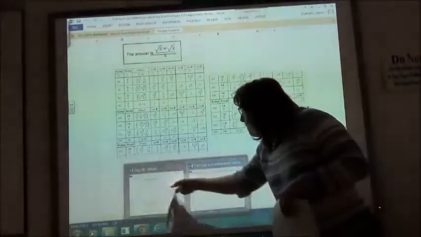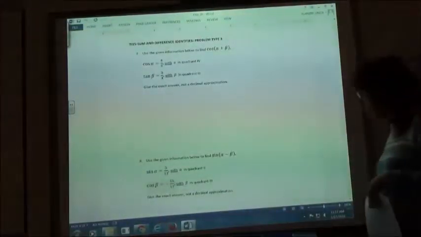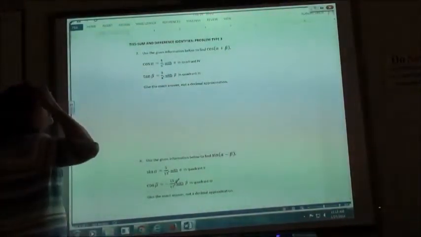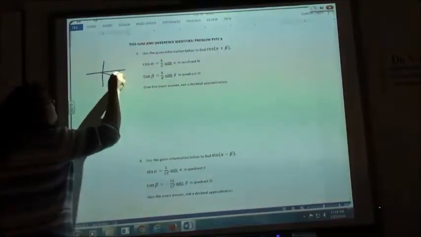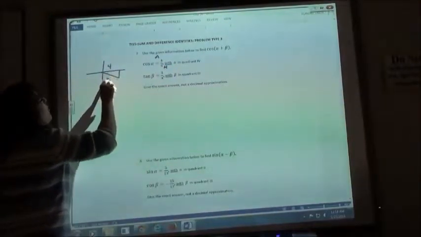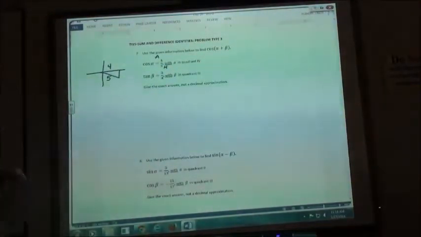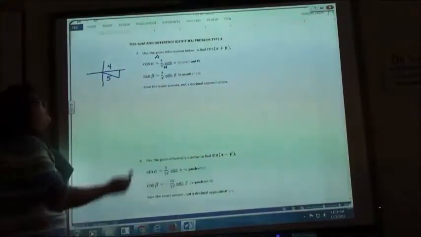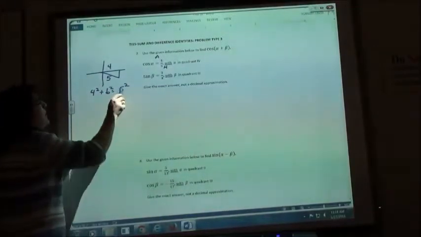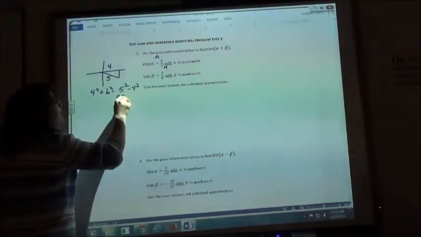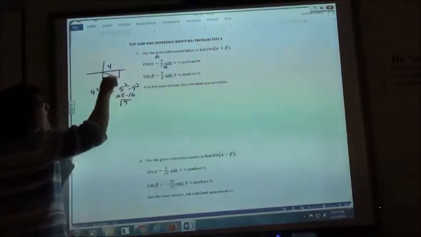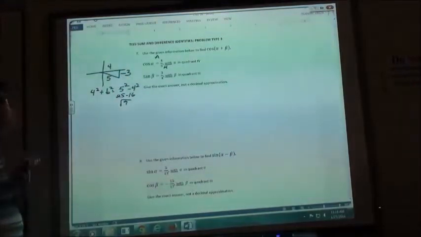I'm going to go over here. On these ones, we're going to draw our reference triangles. So first of all, we have the cosine of 4/5 in quadrant 4. So in quadrant 4, the cosine is going to be the adjacent over the hypotenuse, so I'm going to have 4 over 5. Using my Pythagorean theorem, a squared plus b squared equals c squared, so 4 squared plus b squared equals 5 squared. That means I'm going to subtract my 4 squared. 25 minus 16 is 9. Square root of 9 is going to give me 3. This is going down, so it's going to end up being a negative 3.